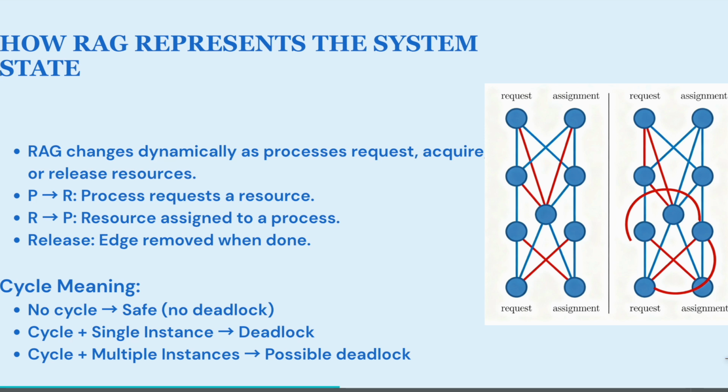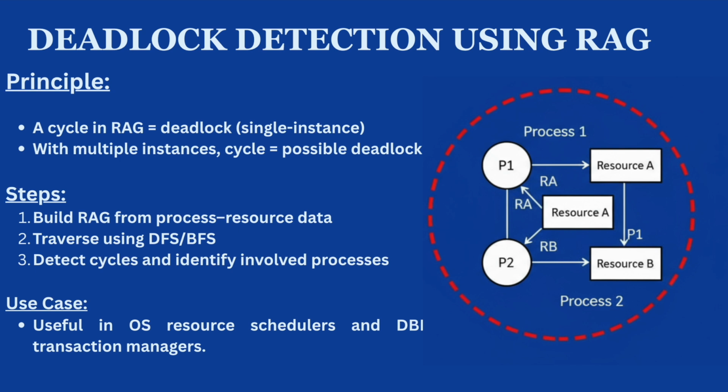How RAG represents the system state. The RAG helps the operating system to visualize whether the system is in a safe or unsafe state. If there is no cycle in the graph, the system is safe, meaning no deadlock. If there is a cycle and a resource only has one instance, a deadlock has definitely occurred. If there are multiple instances of resources, then a cycle only indicates a possible deadlock that needs further checking.